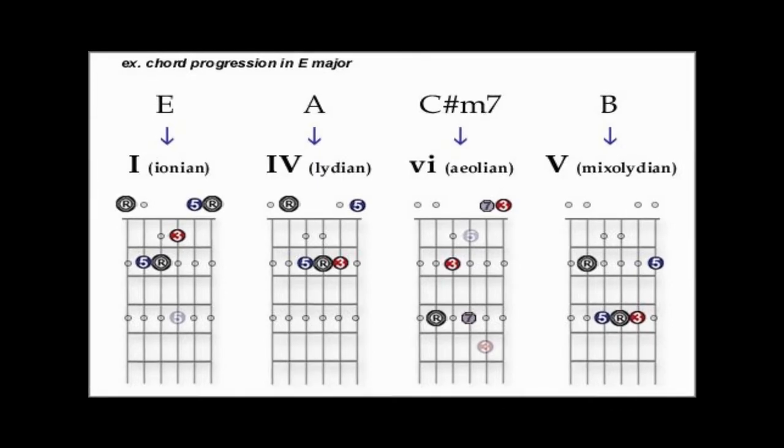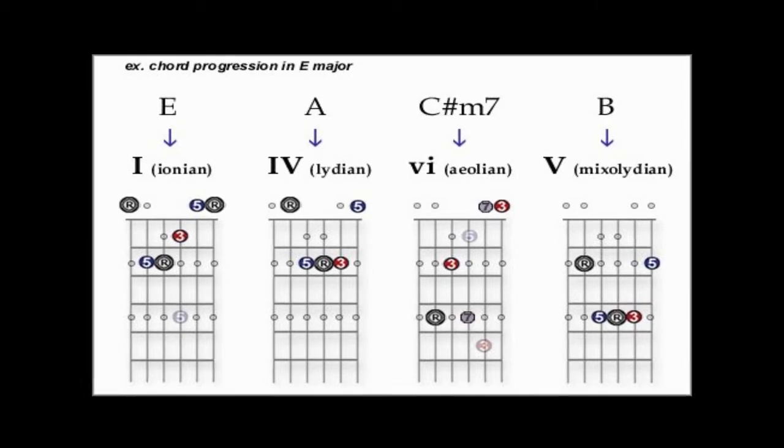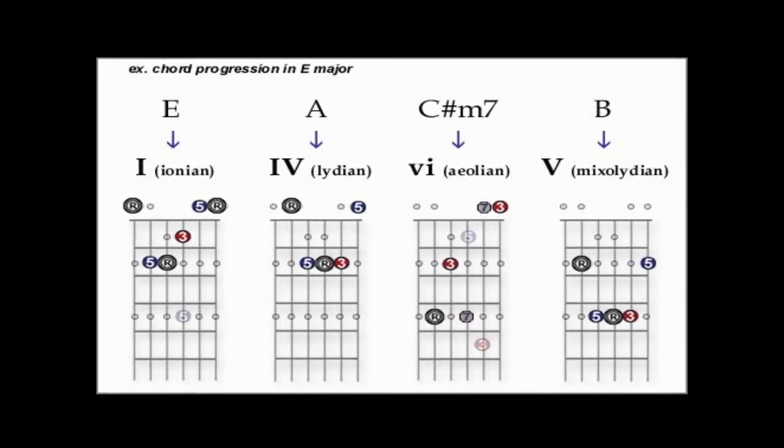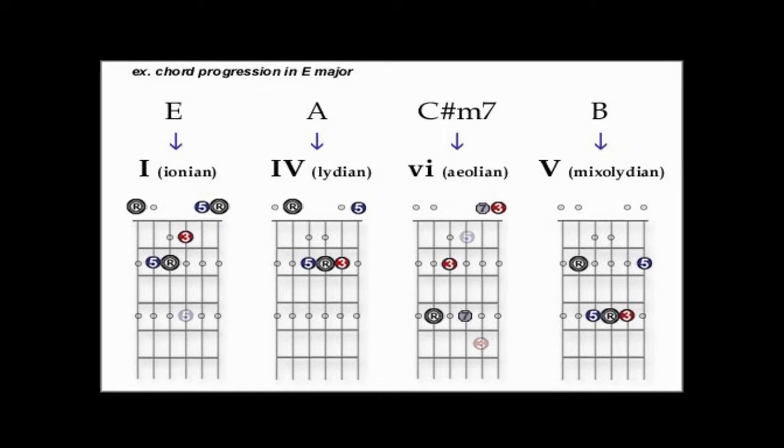Check out this example. This is a 1-4-6-5 progression in the key of E major. Notice how all the chords and scales happen to exist inside that E major shape.